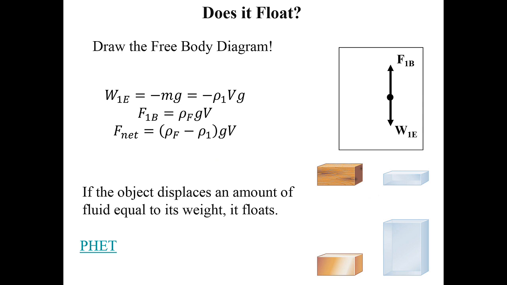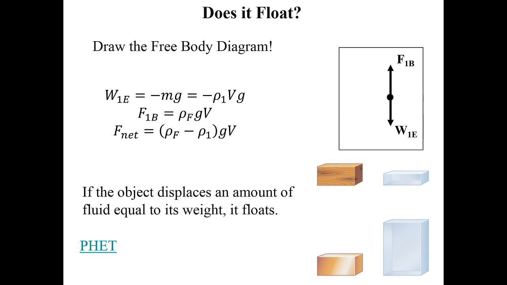Notice that if the density of the object is less than the fluid, then the buoyancy force is larger than the weight and it will float. While if the density of the object is greater than the fluid, then the buoyancy force is less than the weight and it will sink. This should be clear if you draw your free body diagram. The weight force is pointing down and the buoyancy force is pointing up.